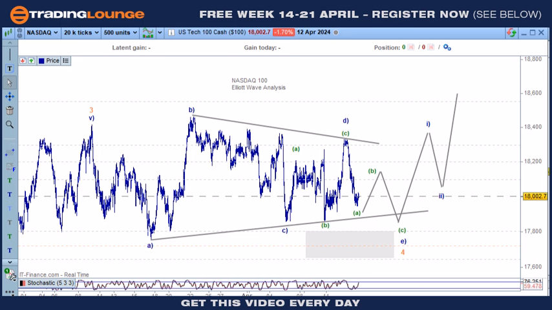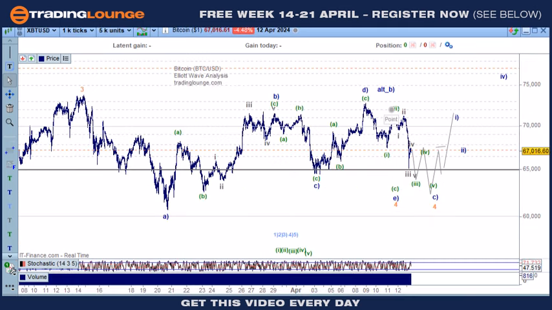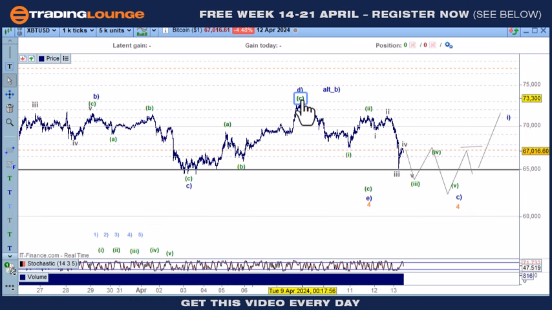This is also roughly the same count that we're looking at with Bitcoin, with wave 3 over here, an A and a B and a C and a D and an E wave over here. It's either that, or we put the B wave over where the D wave is here and look for the same move to the downside.